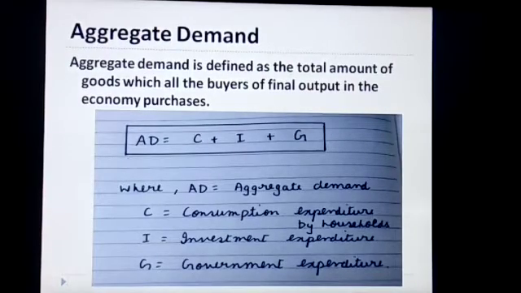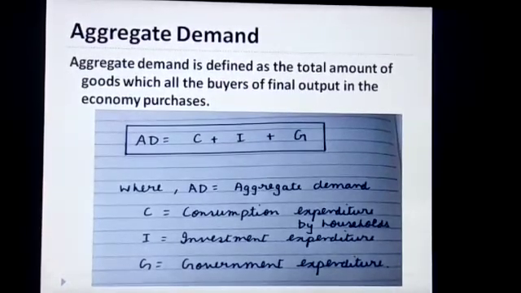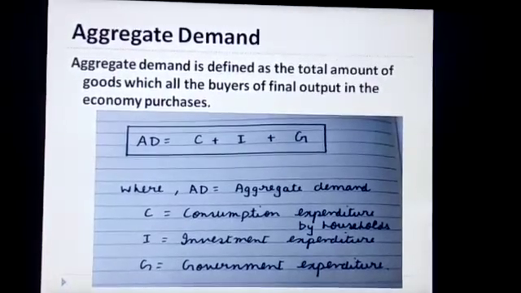Whenever the definition of aggregate demand is asked, you need to write this plus you need to write this both. You need to write that it is the total amount of goods that all buyers are purchasing, and you need to write the formula as well.